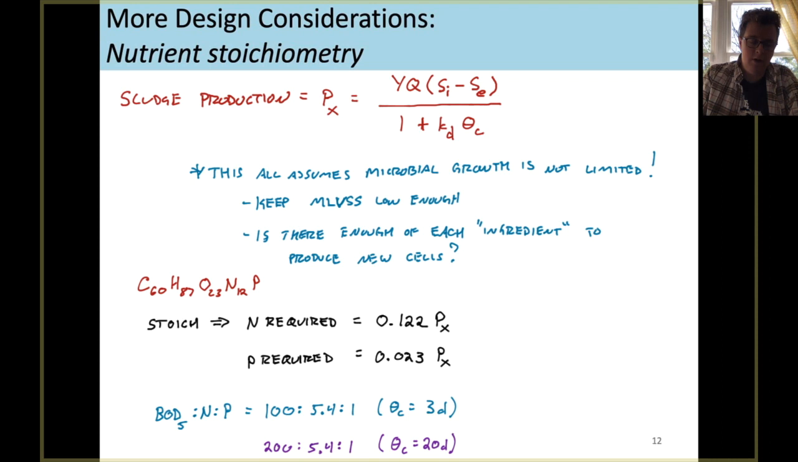So the short summary on this slide is: one, you can estimate how much sludge is going to be produced on a daily basis, and two, you can understand how much nitrogen and phosphorus are required to make sure you're not inhibiting the amount of growth in your basin.